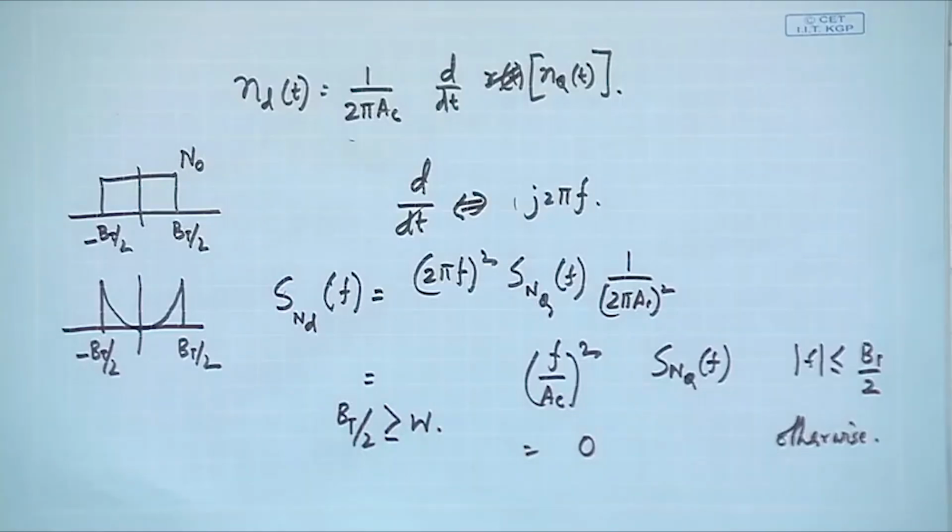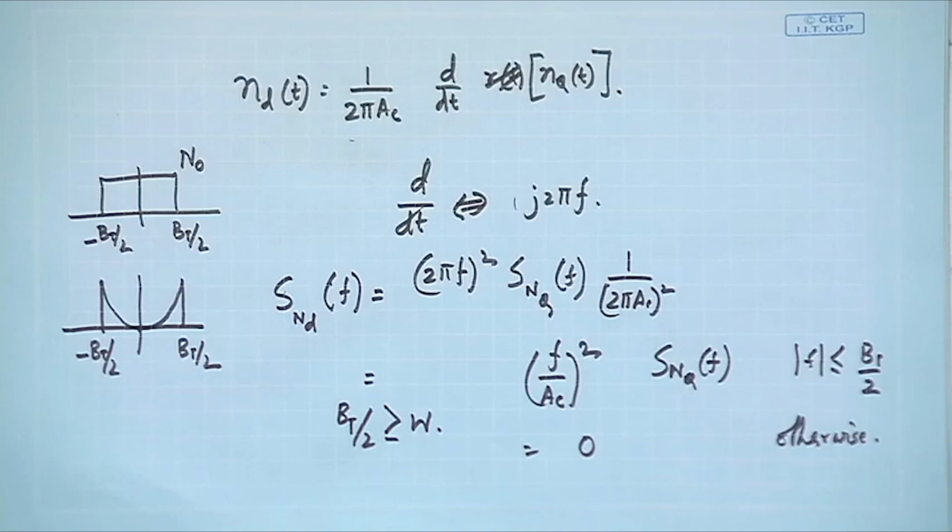Now, this is the FM bandwidth. FM bandwidth we have already proven through Carson's formula that, be it narrow band or wide band, whatever it is, B_T is always bigger than W, or that B_T by 2, which is the one sided FM bandwidth, is always bigger than that W, which is the message bandwidth. So, for sure I know this B_T by 2 is greater than or equal to W.